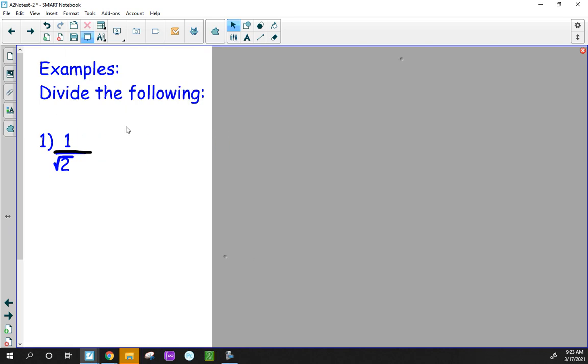Examples, divide the following. 1 divided by the square root of 2. Notice that the numerator does not have a radical. The bottom denominator does. It is the square root of 2. This problem is not simplified. We cannot leave radicals underneath the division or fraction bar. So in this case, number 1, you're going to have to rationalize.